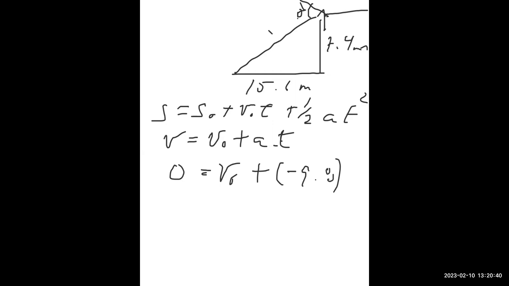And we don't know what the time is. Remember to use the negative on the acceleration due to gravity because we're assuming down is our negative direction. Well, let's rearrange this a little bit. And what we'll get is a negative v naught equals a negative 9.8 t. This is where we're going to be clever. We think we might be stuck, but we're not.